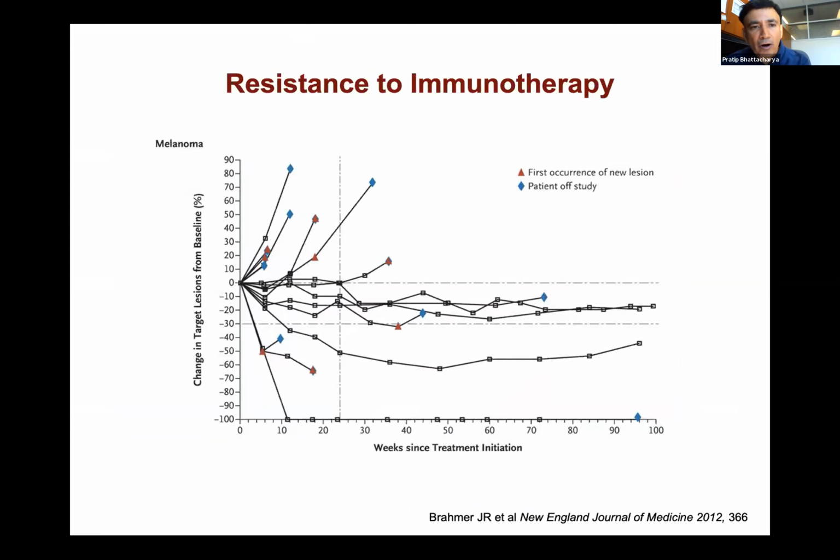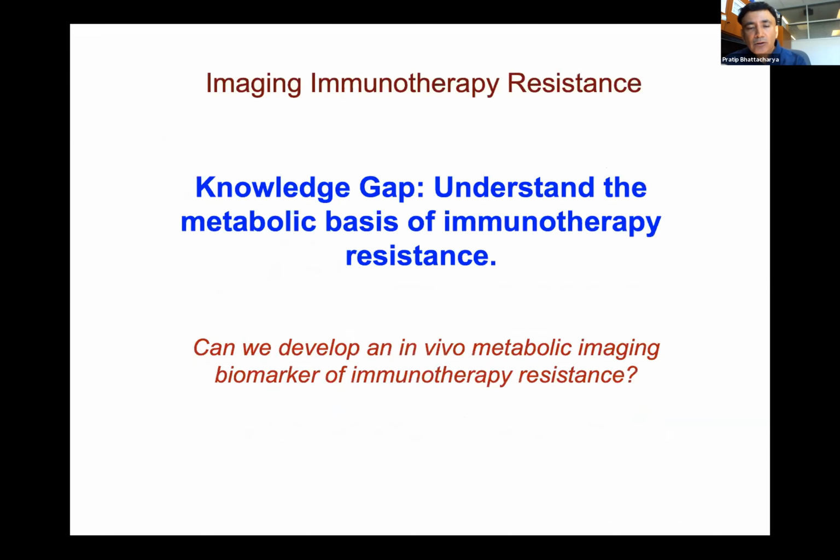Can we image early on, before you put the patient on this very expensive drug, immunotherapy? Can we say which patient will respond to immunotherapy and which will not, in real time? So the question is, can we develop an in vivo metabolic imaging biomarker for resistance to immunotherapy?